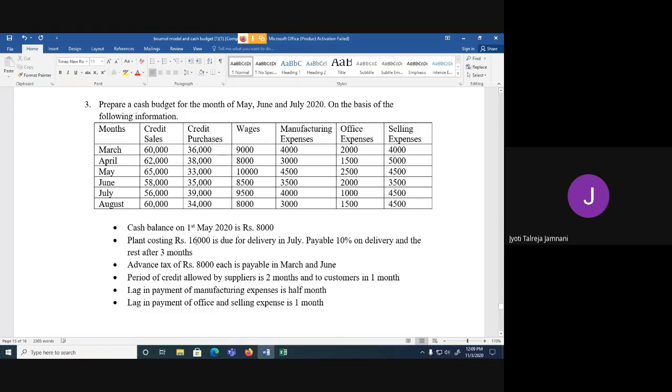Plant costing rupees 16,000 is due for delivery in July. Payable 10% on delivery and the rest after 3 months. So it is due for delivery in July, that means we have to make payment in July. How much we have to pay? We have to pay only 10% on delivery. So in the month of July, we have to pay only 10% and the remaining amount is to be paid after 3 months. So it will be under payments.